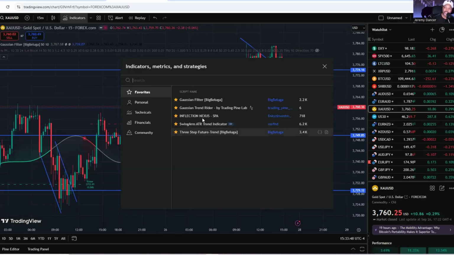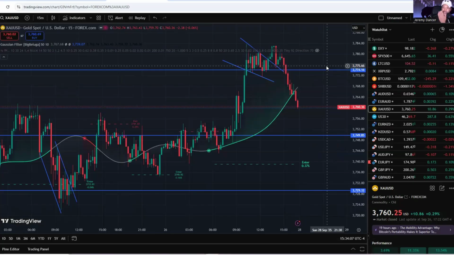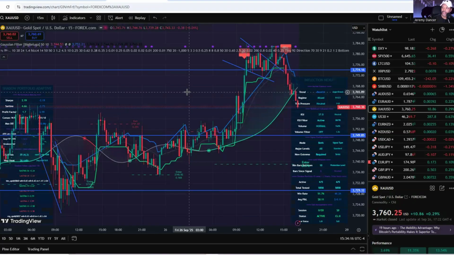Okay, the two that I'm using with this particular setup are Inflection Nexus dash SPA. I have no idea how to say this person's name. And I'm using the Gaussian filter by Big Beluga. All right, so let's go to Inflection Nexus, and I'm just going to hit show here. All right, and this is what it looks like.